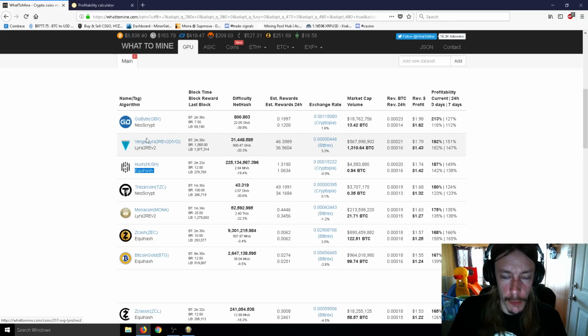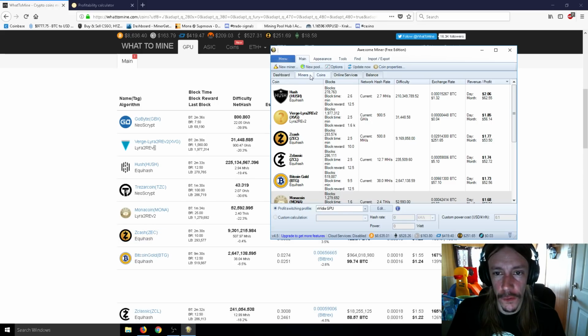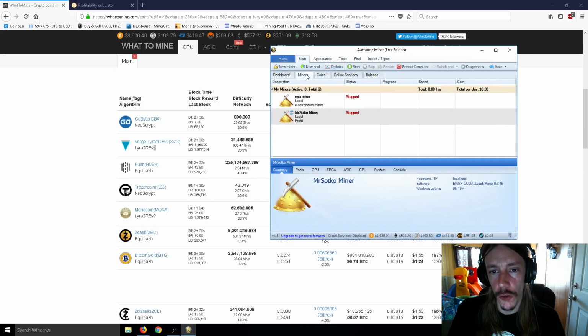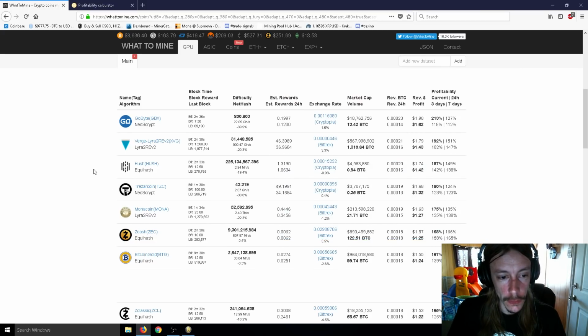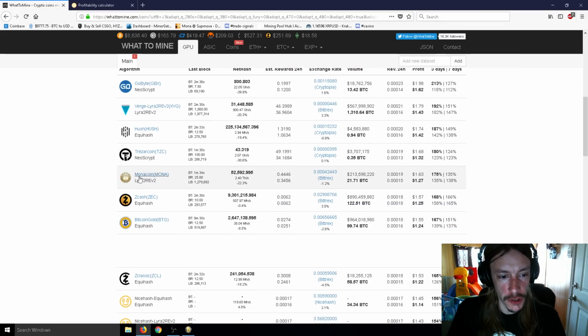Verge is usually, right now, pretty high. But mining that is easier said than done. You have to make a batch file and get CC Miner and connect to a pool. Whereas Awesome Miner kind of does it for you. You still have to connect to a pool, but once you do it once, it's over, and it'll profit switch you from there. And as you can see, Lyra 2 is at the top most of the time.